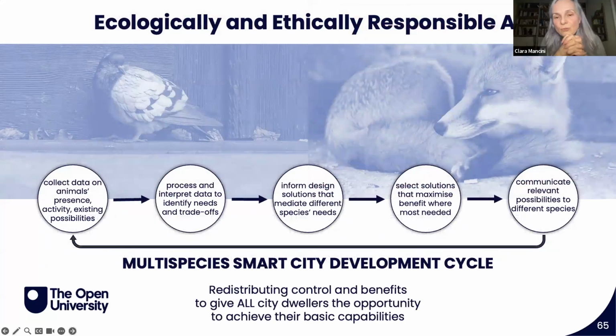This is where smart technology could really help, starting small, maybe with one species or a few in a location or two, and iteratively expanding to encompass entire urban ecosystems, using multimodal sensors to collect data on animals' presence, activity, and existing possibilities, and leveraging various capabilities of artificial intelligence to process and interpret data for identifying needs and trade-offs, to inform design solutions that mediate different species' needs, to select solutions that maximize benefit where most needed, and to communicate relevant possibilities to different species in a species-appropriate way.